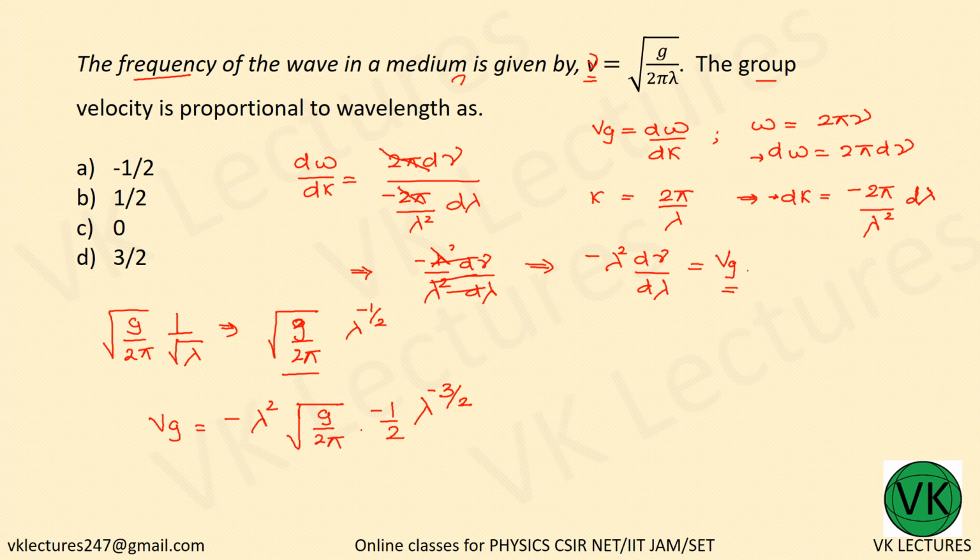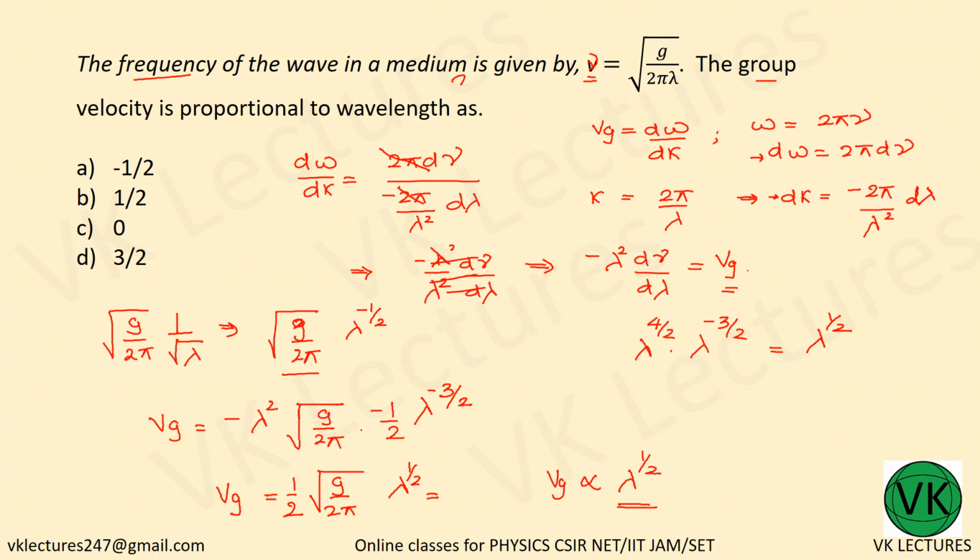Now this is lambda to the power 2, that is lambda to the power 2 into lambda to the power minus 3 by 2. Just add, you will get lambda to the power 1 by 2. So Vg is equal to, minus and minus get cancelled, so it's 1 by 2 under root g divided by 2 pi lambda to the power 1 by 2. So Vg is proportional to lambda to the power 1 by 2. See, the option is 1 by 2.